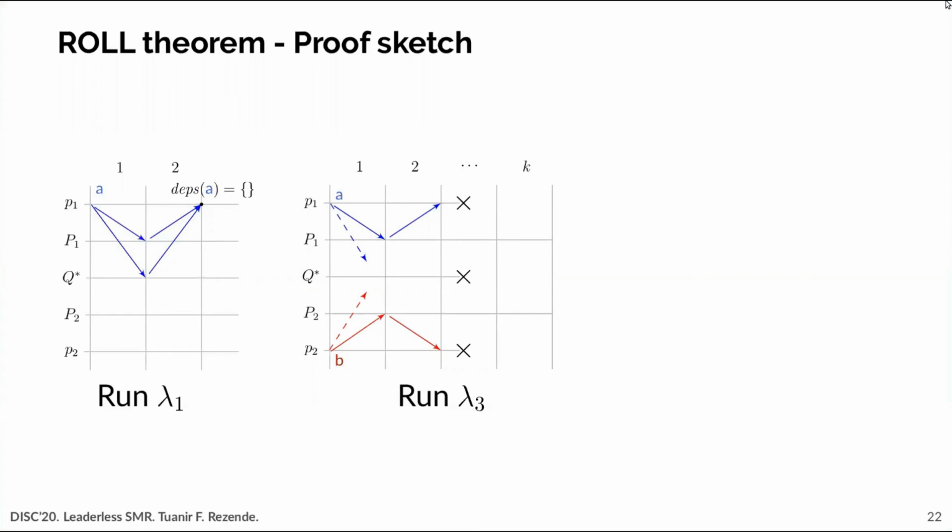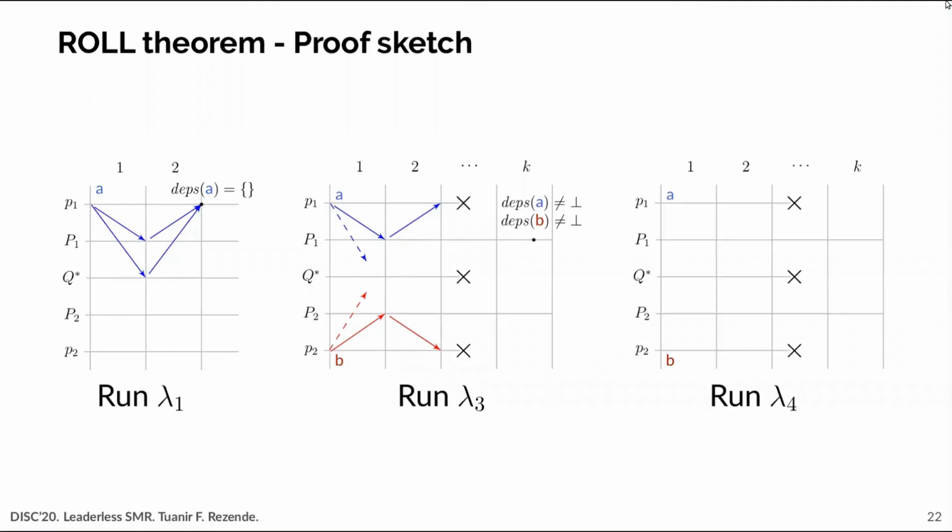So let K be the first round in which the dependencies to A and B are different than bottom at a process in the union between big P1 and big P2. Now we build a run lambda4, very similar to run lambda3. The failure detector history is the same and the failure pattern as well. It starts with the submission of commands A and B in round 1 by process P1 and P2.